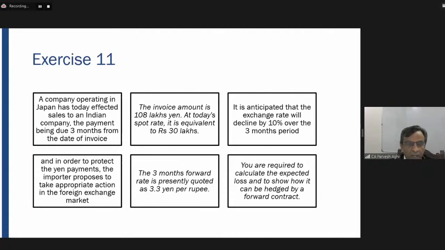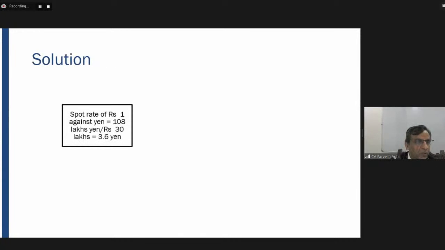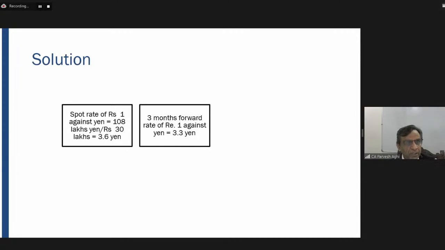So there will be loss anyway, and to show how it can be hedged by a forward cover, right? Because he is expecting the yen to depreciate, so there's going to be a loss. So how is he going to take a forward cover and cut his losses. So the spot rate which is not given, we can calculate. So it's 108 lakhs yen invoice, and it is equal to 30 lakh rupees. So we can calculate the spot rate comes to 3.6. So today the spot rate is 3.6 yen per rupee. So the 3-month forward rate is 3.3.